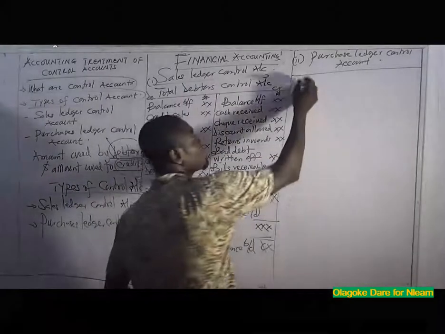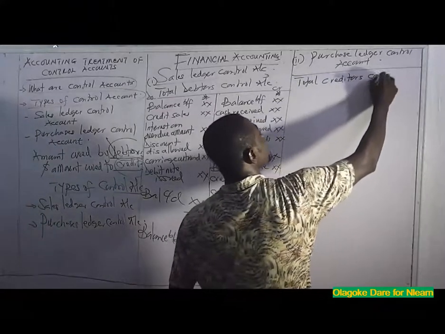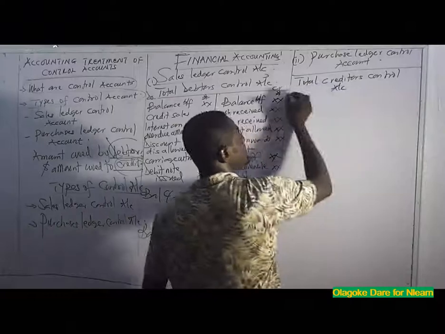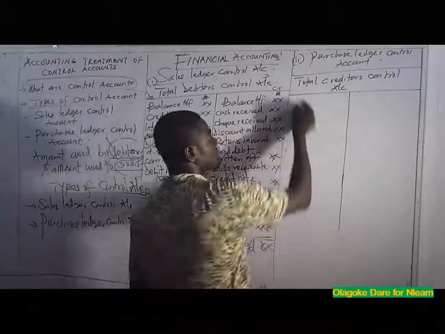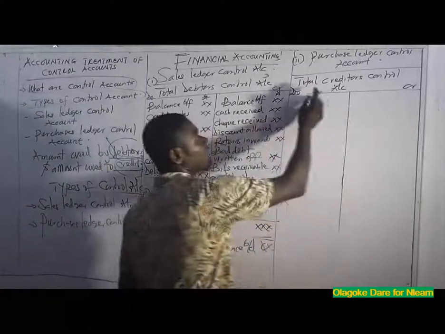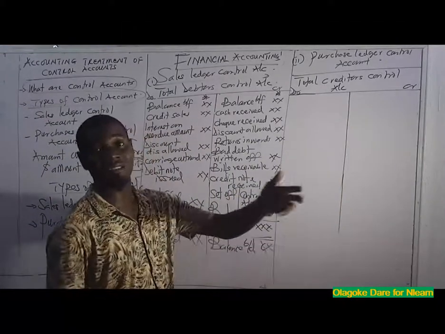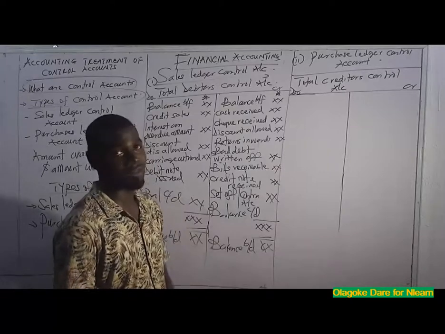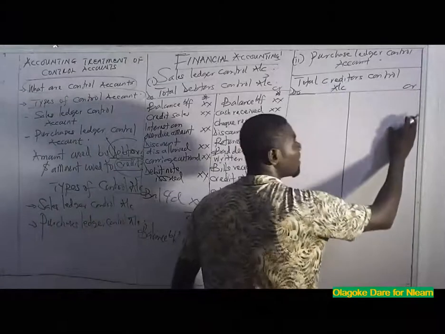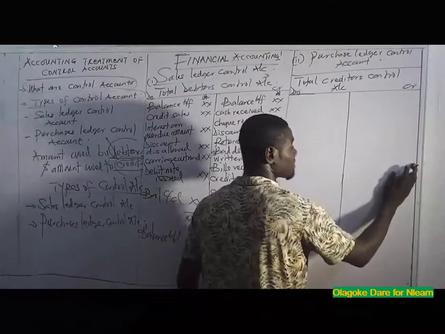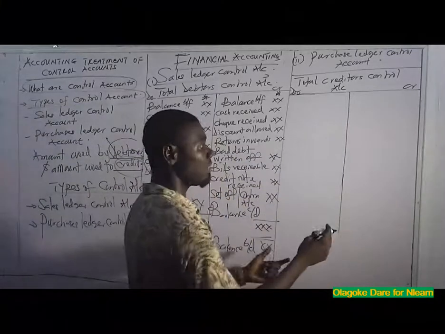So it can also be called total creditors control accounts. And the formats, just like we said earlier, creditors is a liability, and liability has a credit balance from the rules of trial balance. So anything on the credit side here will increase the balance of amount owed to creditors. Anything on the debit side will reduce the amount owed to creditors. Right now, let's look at the format.